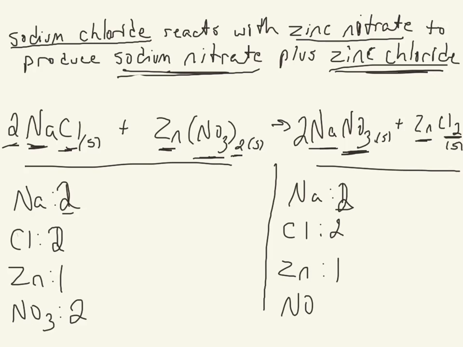Now with our NO3s on our product side, we already have a big 2 in front of this compound. And again, we know that the big 2 applies to everything in this compound, so that means we also have 2 NO3s. Therefore, we have a balanced equation. 2 sodiums, 2 sodiums, 2 chlorines because of this 2, 2 chlorines because of this 2, 1 Zn, 1 Zn, 2 NO3s because of this 2, and 2 NO3s because of this 2.